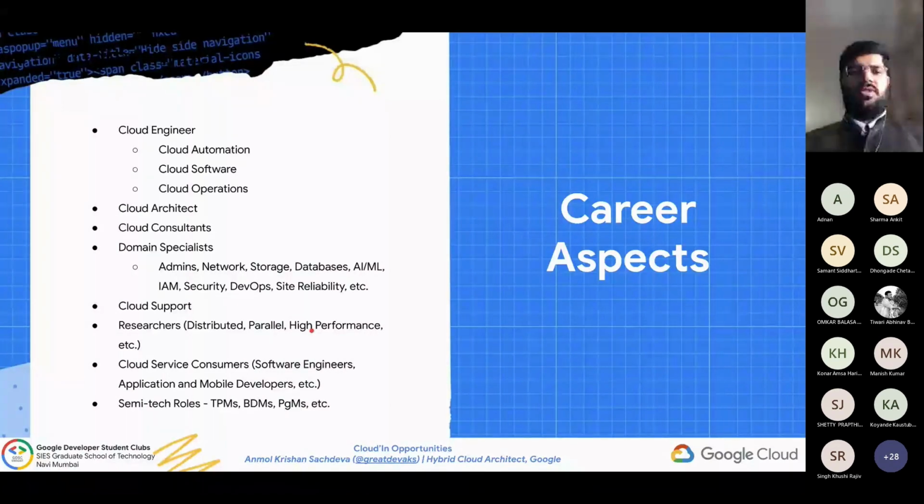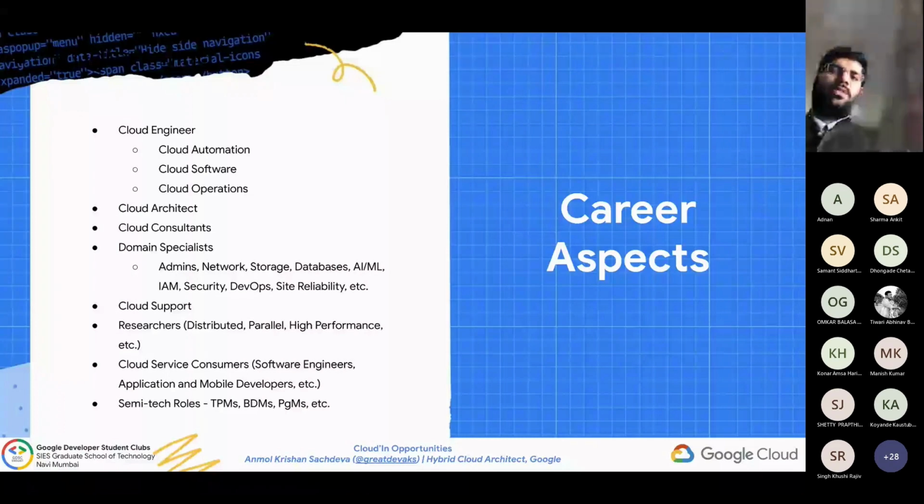Cloud service consumers, so you can be the end consumers of cloud services, so you can be software engineers, application and mobile developers, etc. And you can go about having these services created which utilize cloud, right? That is not a pure cloud engineering role, but that is where the cloud software angle comes into the picture.